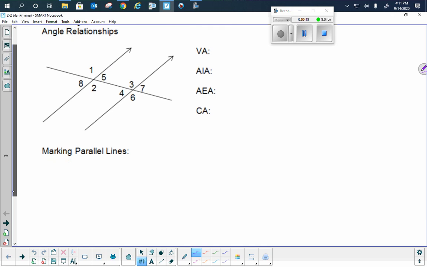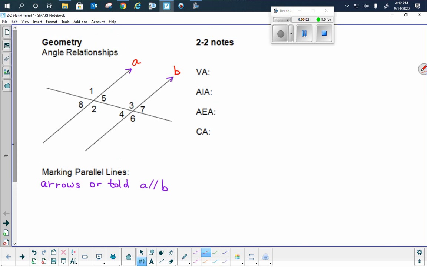Okay, so I'm actually going to target that first. Marking parallel lines, either you see arrows, so notice now you only see this arrow on one end. That's going to mean parallel. Or I flat out have to tell you. So you're told that A is parallel to B. And let's call this line A and this line B. Okay, so we've established that those are parallel, one way or the other.